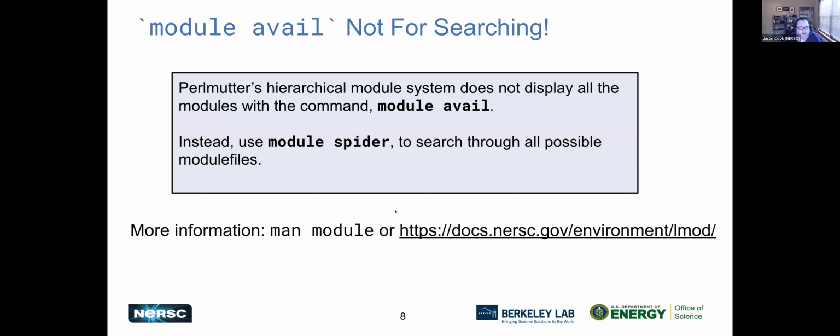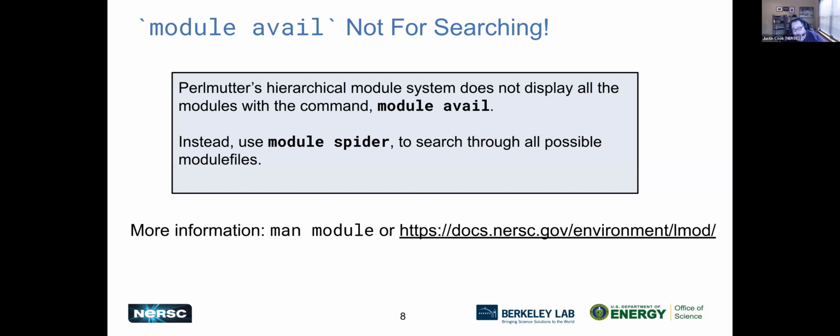Module avail is not necessarily useful for searching. Because Perlmutter uses a hierarchical model of module files, it's not going to display all the modules available when you use module avail. I know that sounds a little backwards. It's just the way it is. Instead, you should try and use module spider if you want to search through all possible module files.